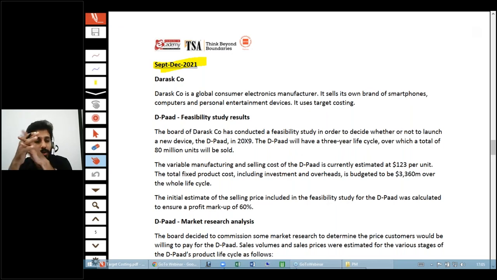There is more than one official publisher, so use your ACCA resources as well to practice well for your exam. This is the question, and the question name is the Rask company.